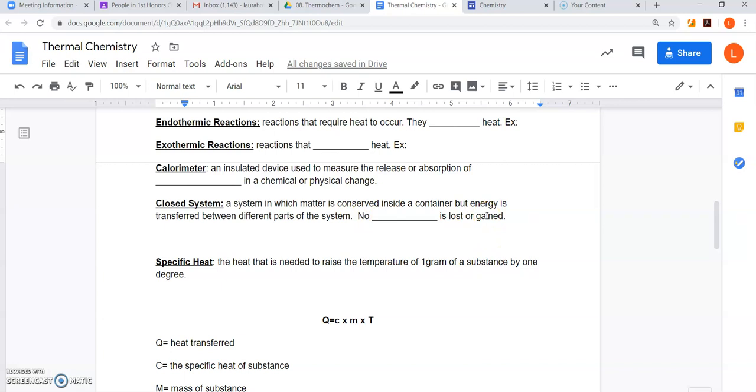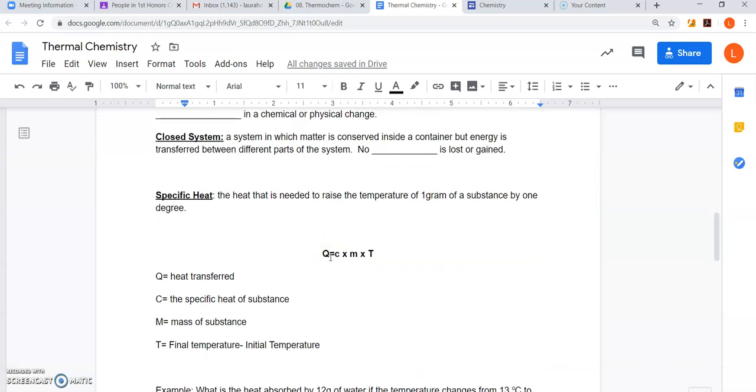So it may be transferred from one substance to another. Think of all the cooking shows that you watch where you have to temper your egg. You can't pour a hot liquid into the egg. If you do, it will scramble the eggs. That's because heat is transferred from the hot liquid to the eggs and will cook the eggs. So you have to temper your eggs.